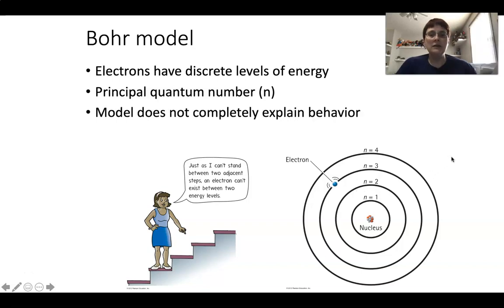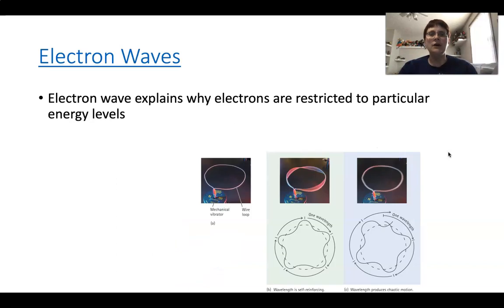But the problem with this model is it doesn't explain this behavior. It only states it goes from n=1 to n=2 and then drops back down and gives off the energy to create the atomic spectra. So another group of scientists worked to figure out why. Why is this happening? Why can electrons only make it to these specific steps? Why aren't they in between somewhere? And so what they came up with is the electron waves theory. And this explains why electrons are restricted to a particular energy level.